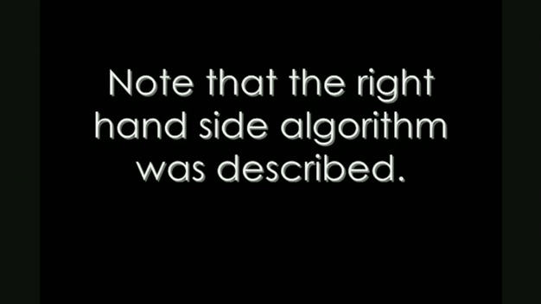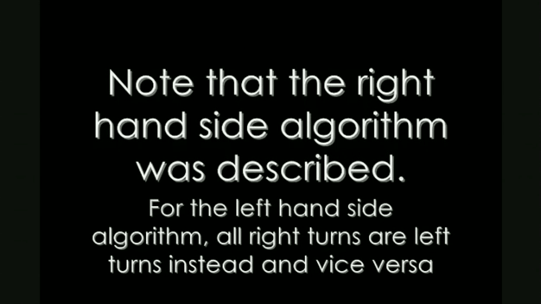Note that in this tutorial, the right-hand side algorithm was described. For the left-hand side algorithm, all right turns are left turns instead, and vice versa. The robot will decide whether to do a right-hand side or a left-hand side, depending on the scenario.